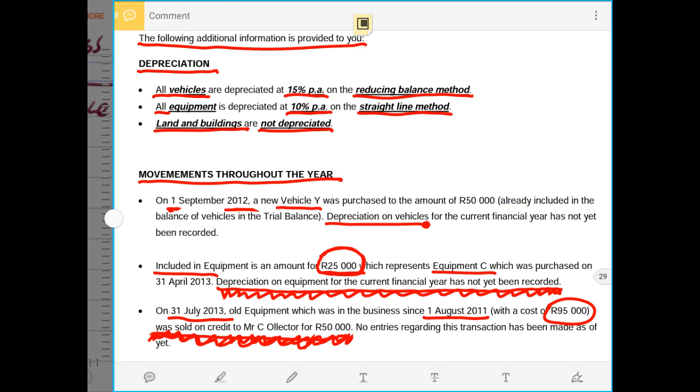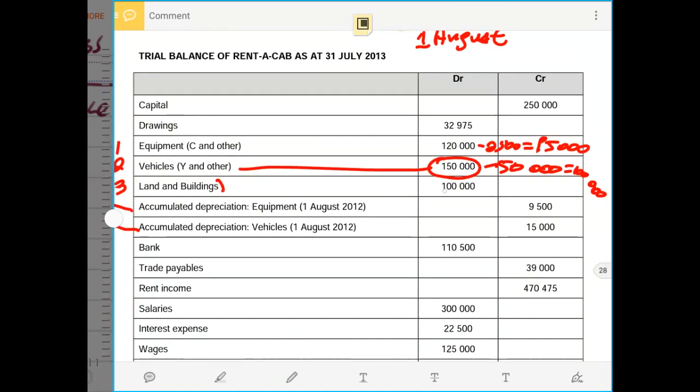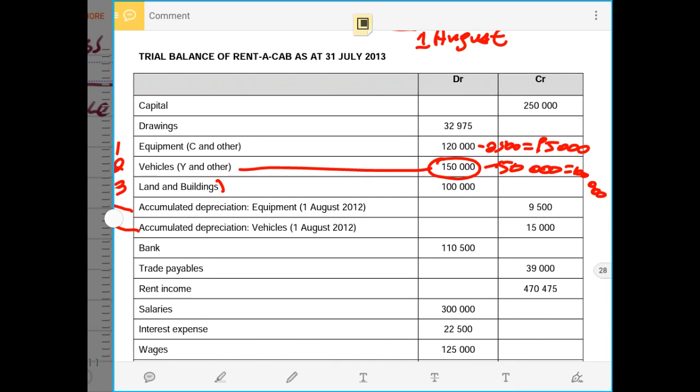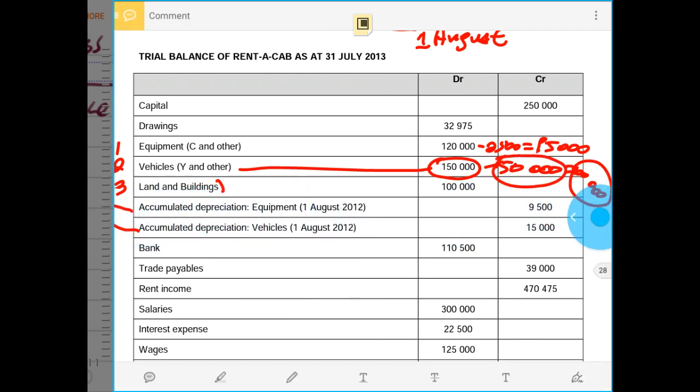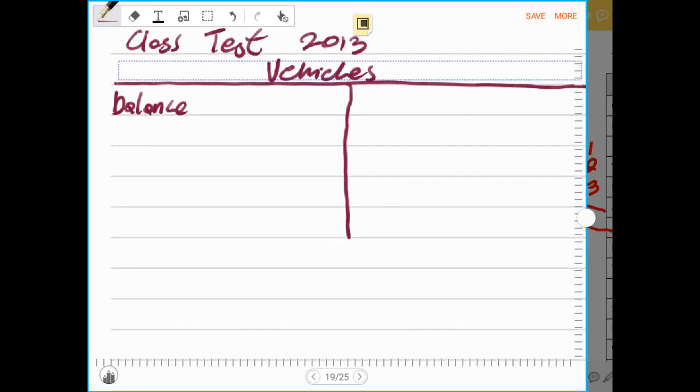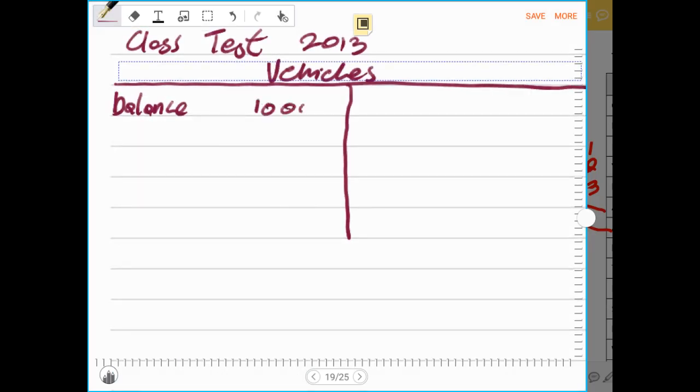So now it means the amount of vehicles in the trial balance of 150,000 rands is not the opening balance. We have to separate that. We record 100,000 rands only as an opening balance. Then after, we record 50,000 rands as the purchase of the vehicle during the current financial period. We don't know if the vehicle costing 50,000 was bought for cash or credit, so it's better we say bank/credit. Then we record that 50,000 rands as a purchase of the vehicle.